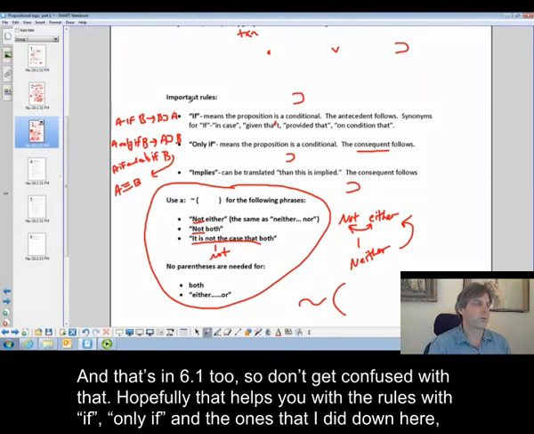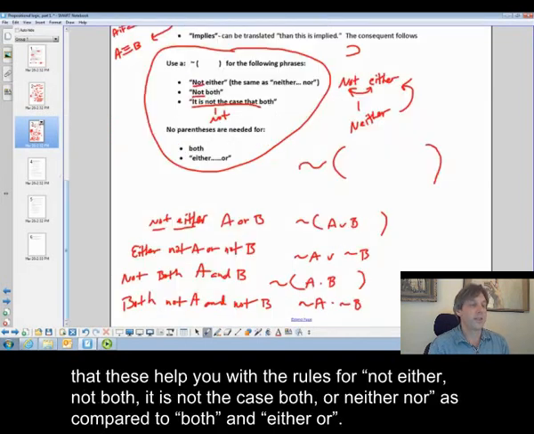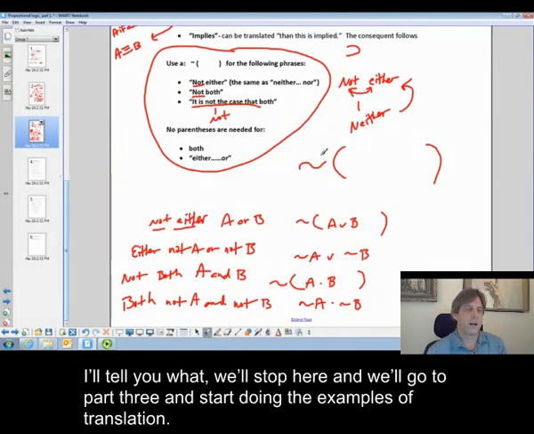Hopefully that helps you with the rules with if and only if, and the ones that I did down here help you with the rules for not either and not both. It is not the case both or neither nor, as compared to both and either or. Okay, I'll tell you what, we'll stop here and we'll go to part 3 and start doing the examples of translation.